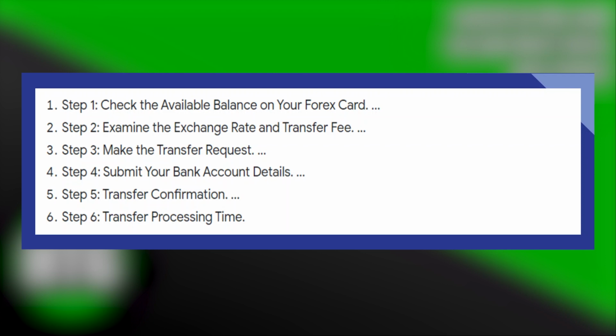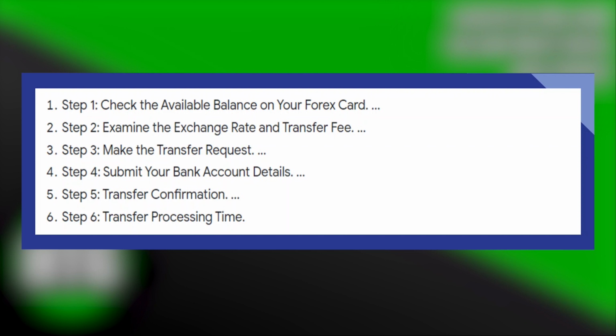Be aware of any fees associated with currency conversion and wire transfers. Both the Forex card provider and CIBC may charge fees. Exchange rates can impact the amount you receive in your CIBC account. Be sure to check the rates provided by the Forex card provider.